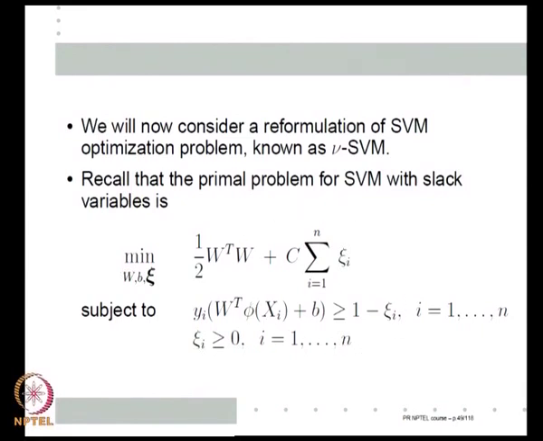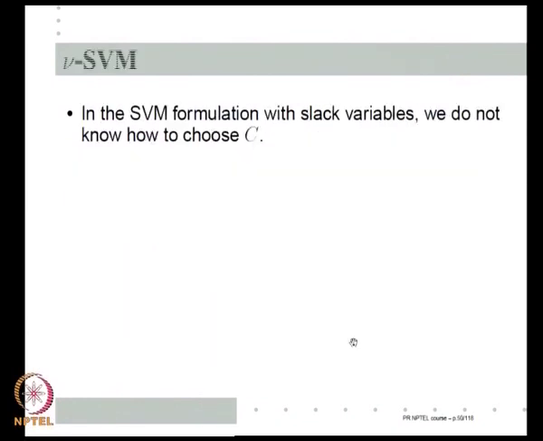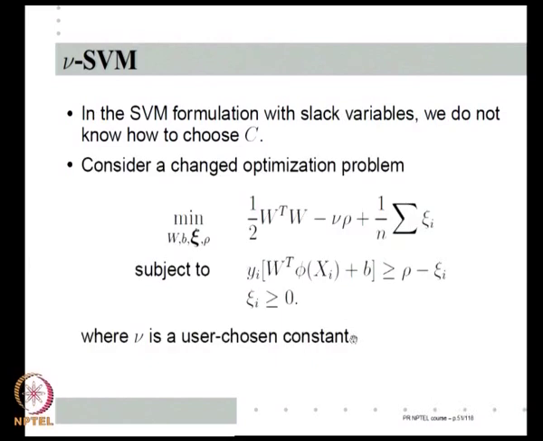So, I cannot give any physical meaning to C. All I know is if C is very large, I will not tolerate any errors. Except for that, I have very little idea whether I should choose C to be 5 or 10 and what are the trade-offs, right. So, one problem with the SVM formulation with slack variables is we do not have good guidelines on how to choose C. It is very difficult to give guidelines because C does not have any simple interpretation.